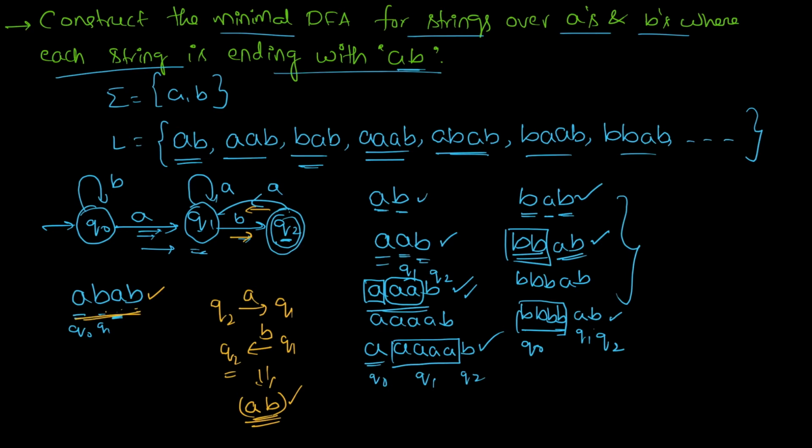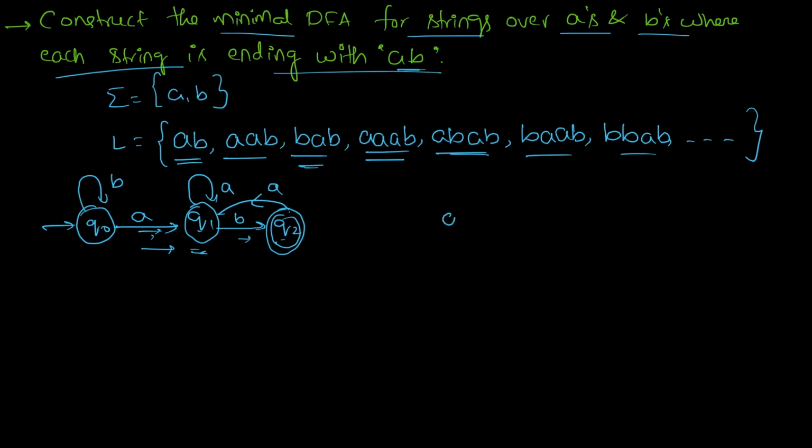Now again let's parse this string once more. On seeing A from Q0, we go to Q1. On seeing B from Q1, we go to Q2. On seeing A from Q2, we go to Q1, and on seeing B from Q1, we go to Q2 and accept this string.